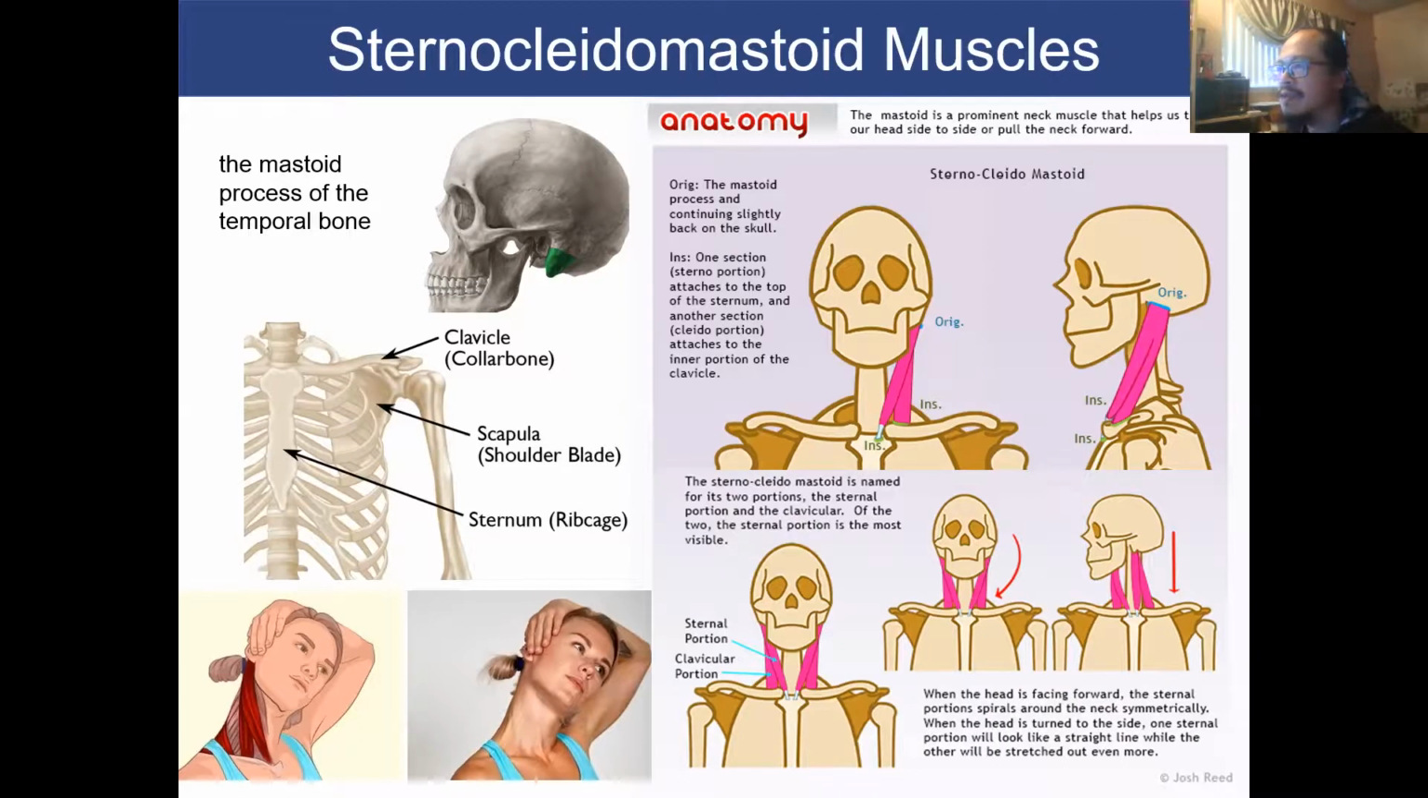So this is the clavicle, scapula. That's the one we are going to talk about later. It's also called the shoulder blade. Sternum. Clavicle is also called the collarbone. All right.